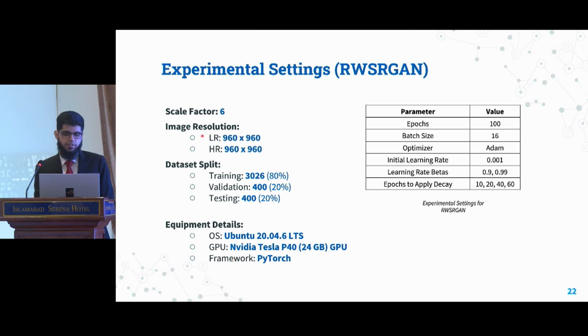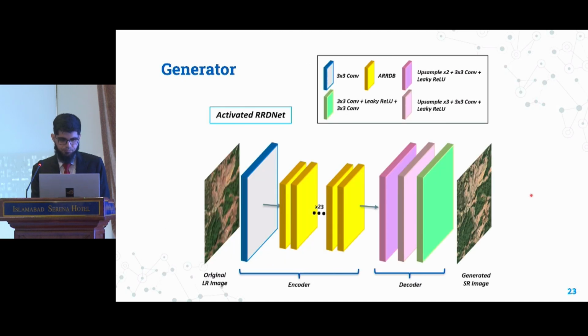We, as I told, targeted a scale factor of 6. The input low resolution and high resolution images are scaled to 960 cross 960, and the dataset split is like an 80-20-20 ratio. And these are some of the hyperparameter settings in the table which I used for my methodology.